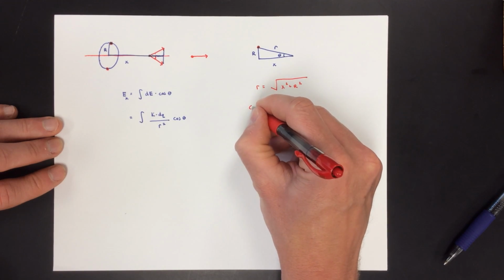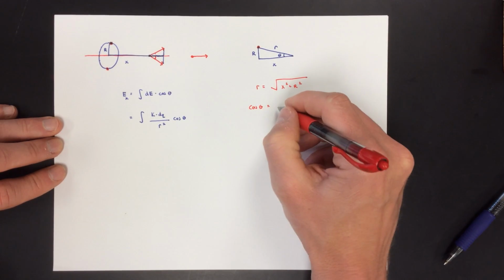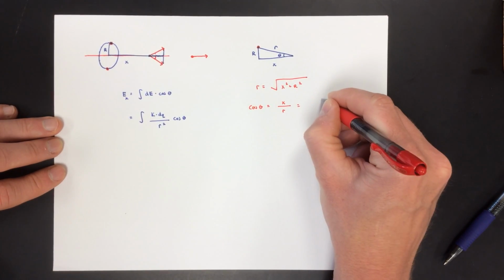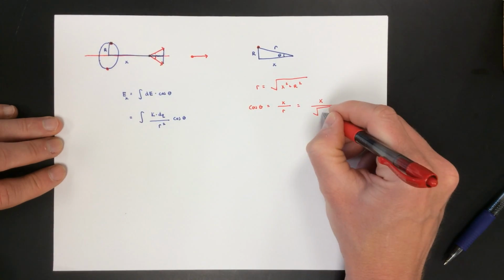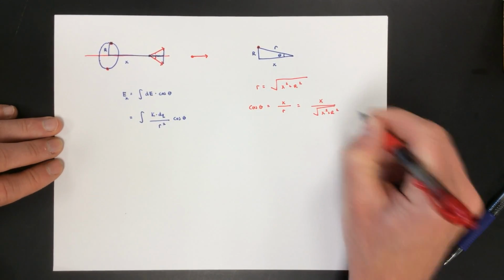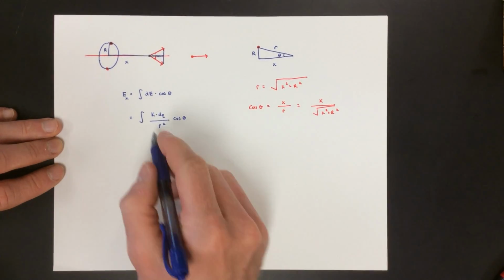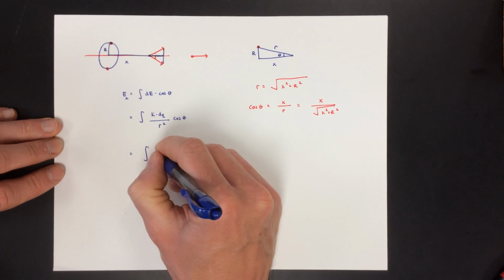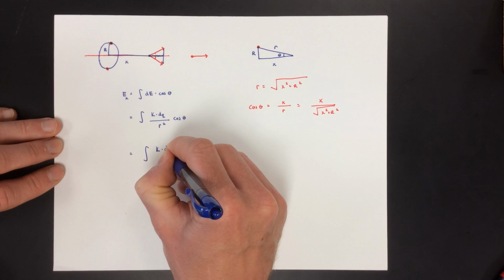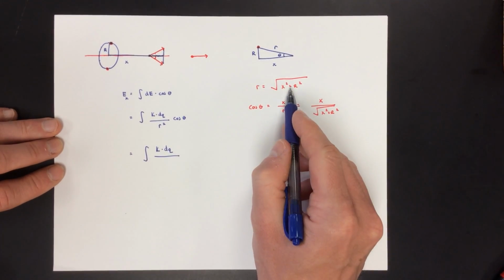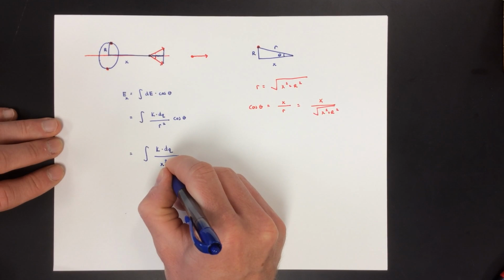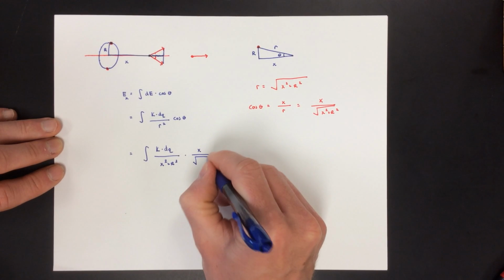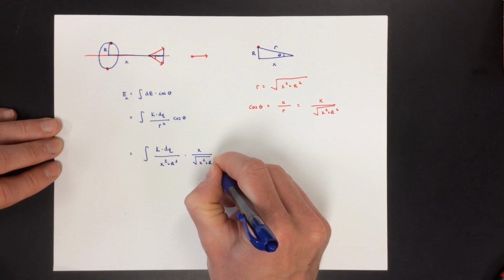And what's cosine theta? Cosine is adjacent over hypotenuse, which we can write as x over the square root of x squared plus r squared. Okay, so let's make some substitutions. Don't mess with the dq, and I can explain why in a second, why we don't need to do anything with the dq yet. K dq over r squared. This squared just gets rid of that square root, and then cosine is x over the square root of x squared plus r squared.